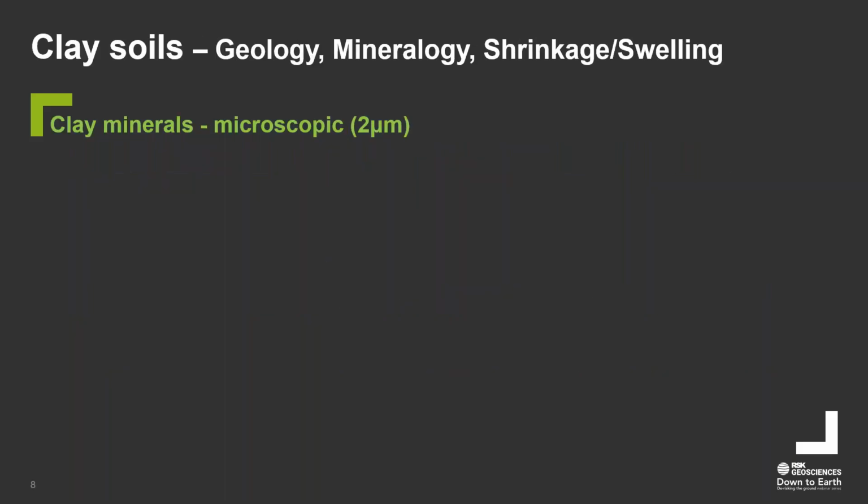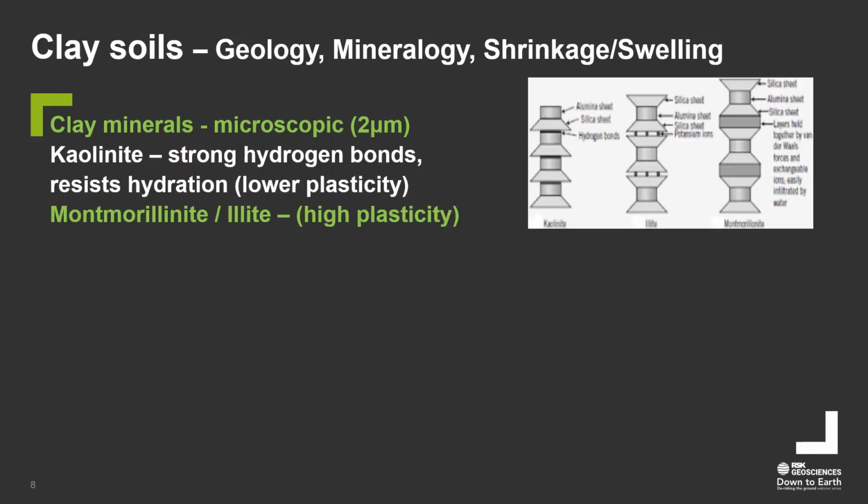Turning to clays themselves, clays are microscopic, 2 microns in size, which is 2 by 10 to the minus 6 meters, so very, very small. And clays are formed of various clay minerals. Without this becoming a geological talk or a mineralogical talk, for me, the key is that you've got kaolin that's a little bit less plastic compared to illite montmorillonite, perhaps.